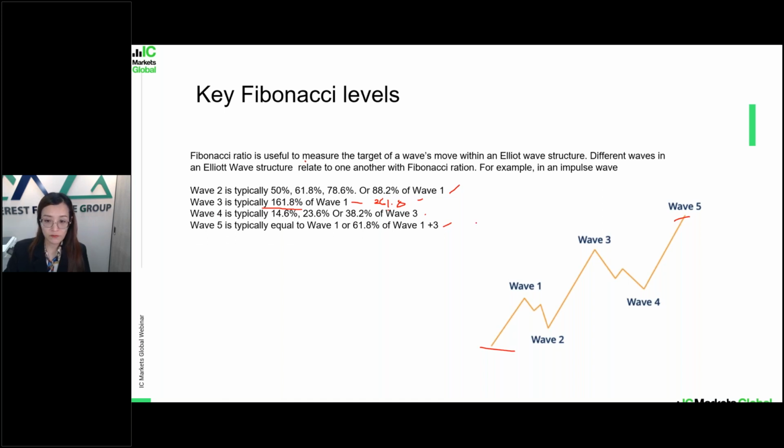What about wave 4? Always remember that wave 3 should never ever be the shortest of waves 1, 3 and 5. And for wave 4, typically these are just numbers for the retracement. The rule is that it cannot overlap wave 1. That's the rule you need to remember.